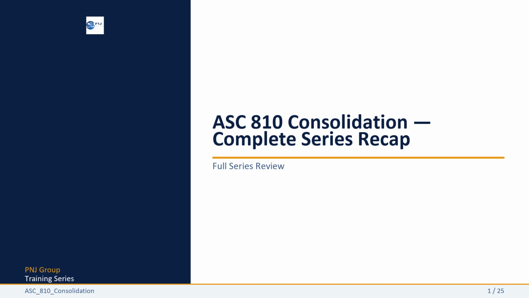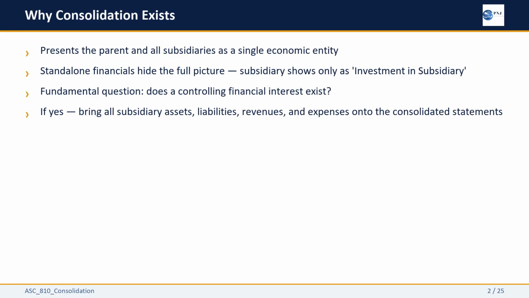Welcome to the complete series recap for ASC 810 consolidation. This video covers all 8 sections, from the fundamental purpose of consolidation through the two-model framework, non-controlling interests, intercompany eliminations, foreign operations, deconsolidation, presentation, disclosures, and the audit and period-end requirements. Use this as a study aid, a refresher, or a pre-close review tool.